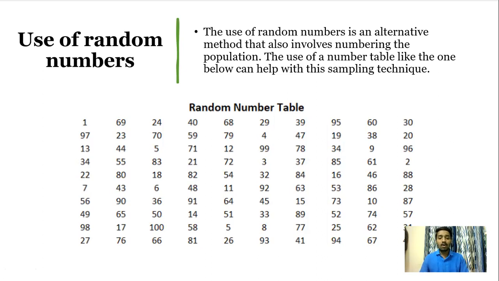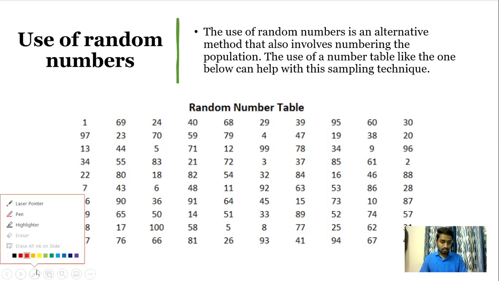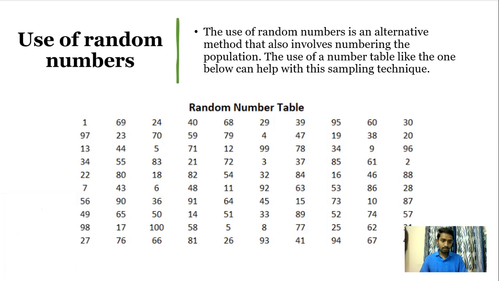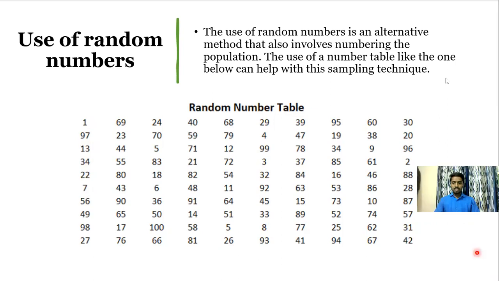See here, it's random: 1, 69, 24, 40. Is there any order in this? There is no order in this. It's randomly written or randomly chosen. It's 1, 97, 13, 34, 22, 7, 56. Where is 2 in this? We don't have 2 at all. Right? So that's how it works.